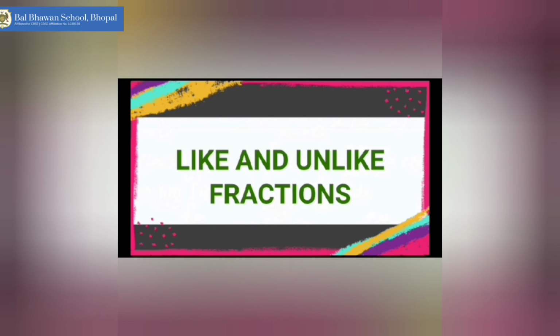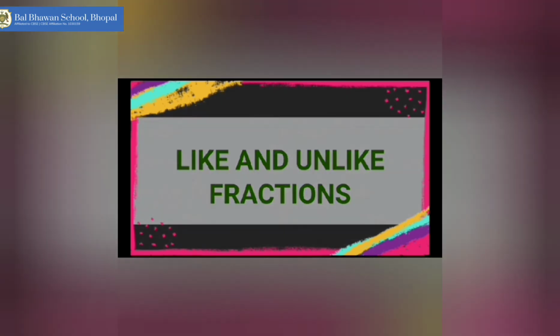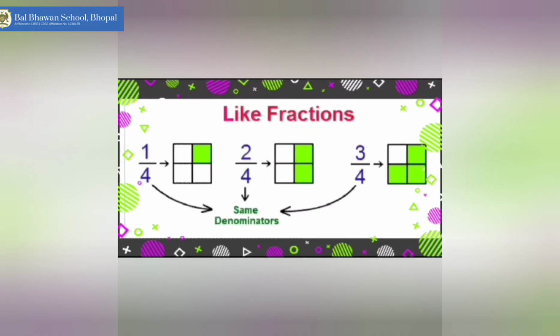Let us learn what are the two types of fractions, like and unlike. Here in this set of figures, you can see there are 4 total number of parts in each set. Here also 4 parts in total, and here also. So a set of fractions which share the same denominators are called like fractions.